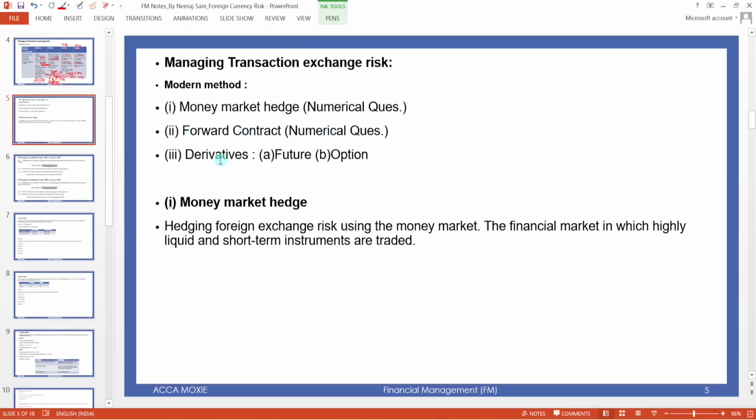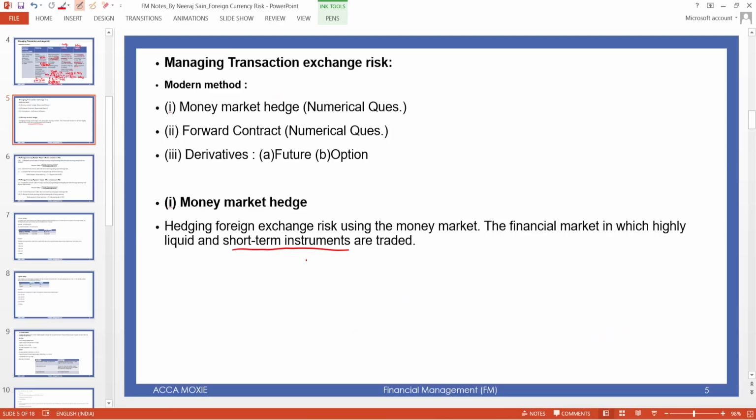Okay, so money market hedge. In money market hedge, short term instruments are traded. Okay, how do we hedge risk? We hedge risk by borrowing and investing short term instruments.